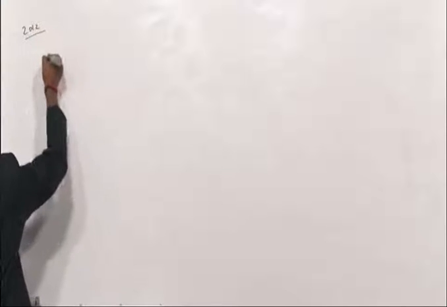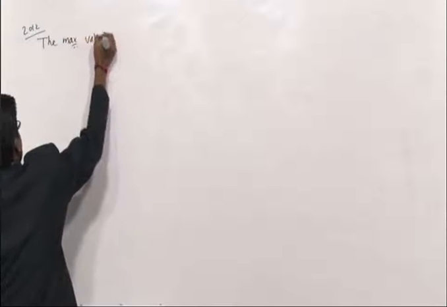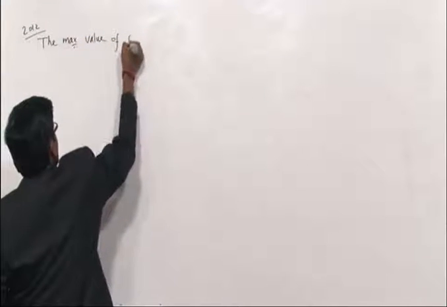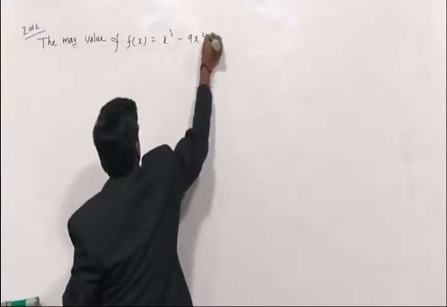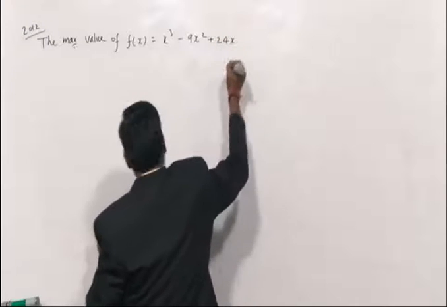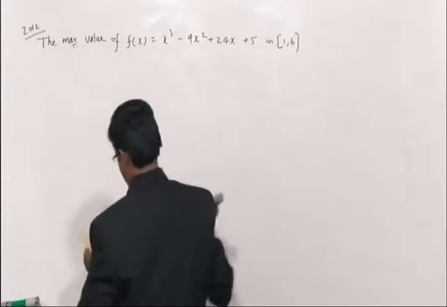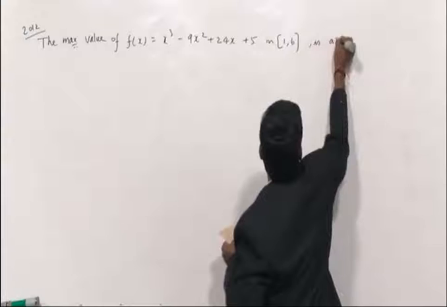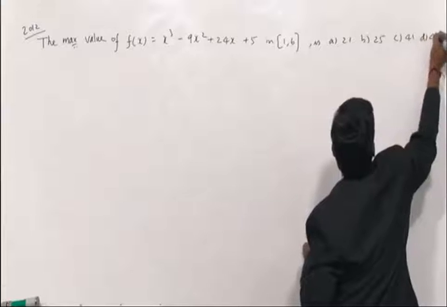One problem, from 2012. The maximum value of f(x) equal to x cube minus 9x square plus 24x plus 5 in the interval [1, 6] is: A 21, B 25, C 41, D 46.